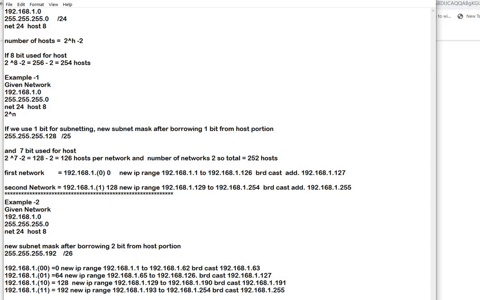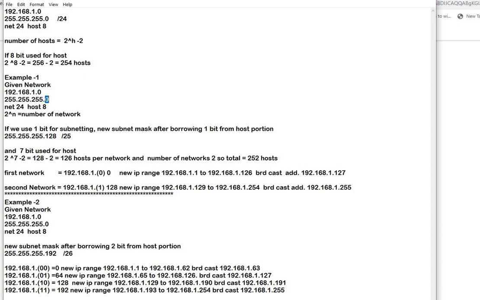2 to the power n equals the number of networks. So if I take 1 bit for network, 2 to the power 1 will be 2 networks. So if I use 1 bit for subnetting, the new subnet mask after borrowing 1 bit will become 255.255.255.128, because 1 bit I am going to use for network out of this 8 bits.